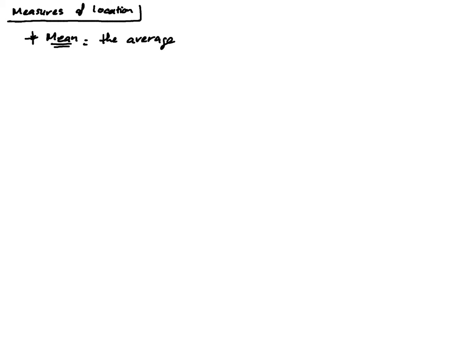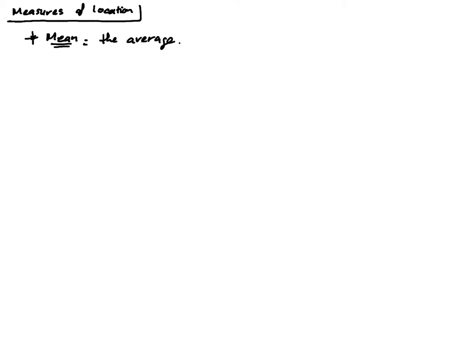Let's now look at a class of summary statistics known as the measures of location. And the first thing we want to look at is the mean. So what is the mean? The mean is just a fancy name for the average. Now we all know how to calculate the average, right? So what you do is you add up all the values and divide it by the number of items.